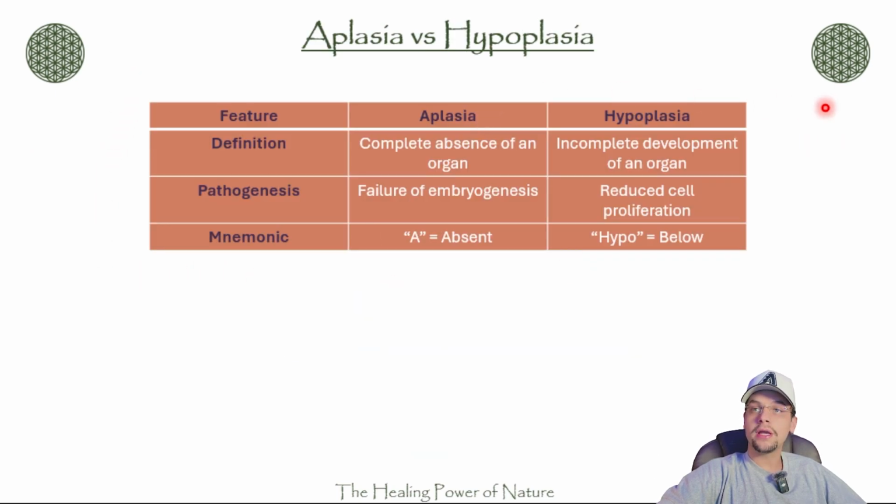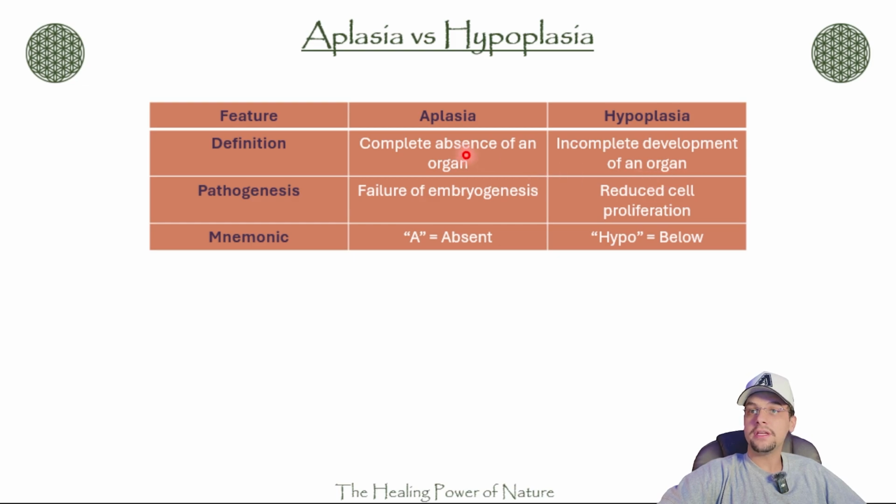Here's a simple chart that breaks down the two so you don't get them confused. I would recommend taking a picture of this or keeping it close with you. So the definition of each. So A, like we learned, is without. So the definition of aplasia is complete absence of an organ. Hypo, like we learned about, means below. So it's incomplete development of an organ.